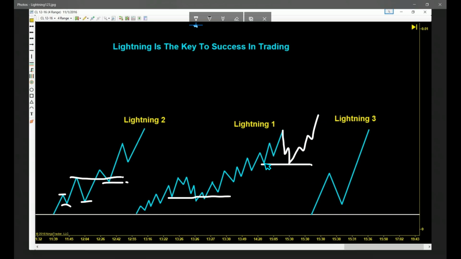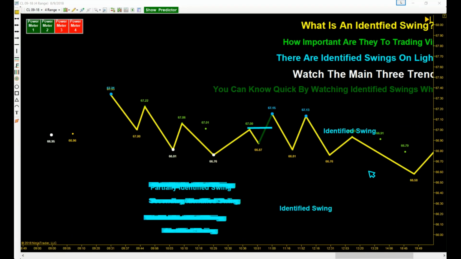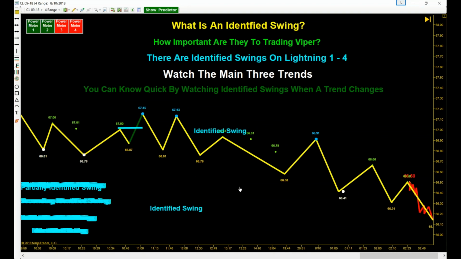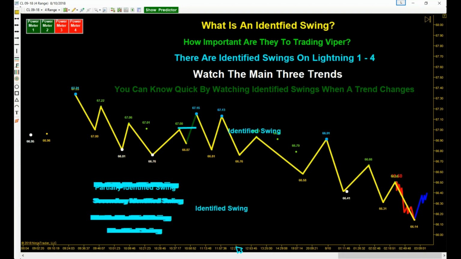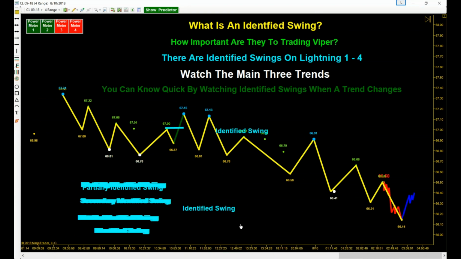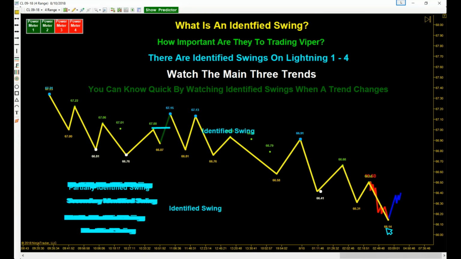Secondary, and keep in mind, there's secondary on Lightning 1, 2, and 3. Okay, let me show you what I'm talking about here. I'm trying to make this as simple as it can be, but also so that everybody will see exactly how this is done. All right. Notice how this is broken by a good 17 ticks. So that's an identified swing right there, isn't it? Wouldn't you say? That's definitely an identified swing. So where's your secondary identified swing? It's right here.